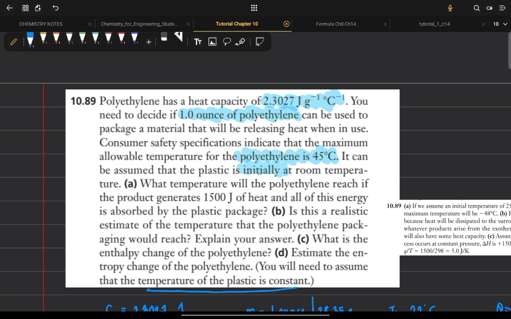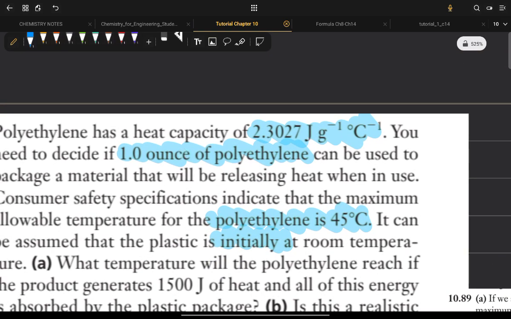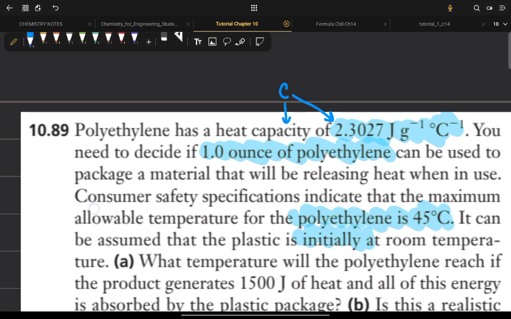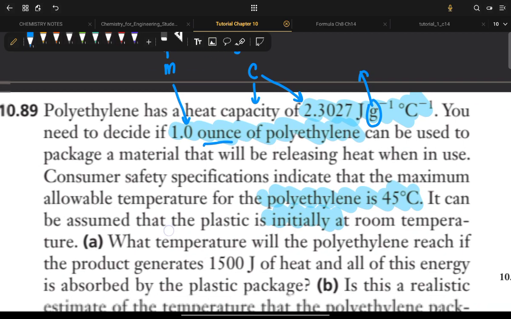heat when in use. So here the question has given the heat capacity, which is this value, and to decide if 1.0 ounce, this is for mass. But here we need to notice that this is ounce, but the constant is per gram. So we need to change the ounce to gram. That is our first mission.